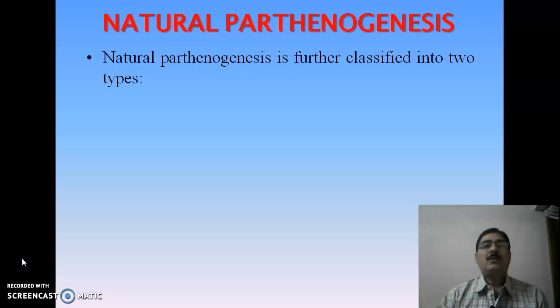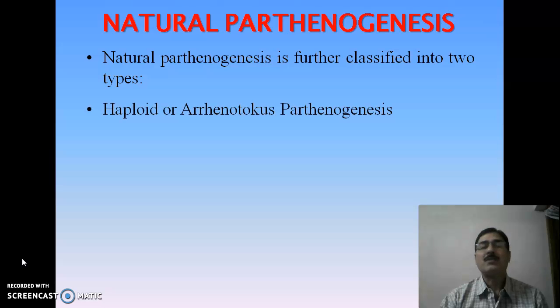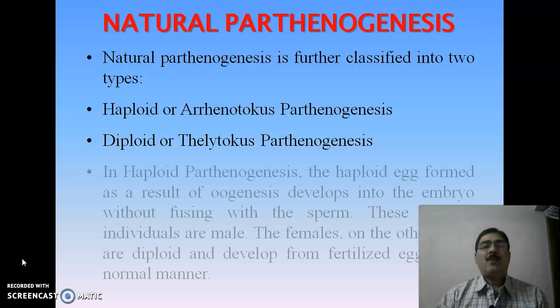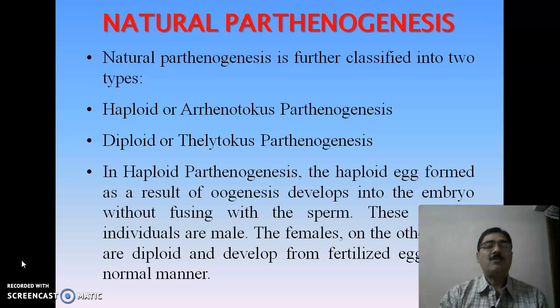Now, natural parthenogenesis is further classified into two types, the haploid, which we have discussed earlier on, and the diploid. Now, in haploid parthenogenesis, the haploid egg formed as a result of oogenesis develops into an embryo without fusing with the sperm. These individuals are always male, while the female on the other hand develops from the fertilized egg in the normal manner.